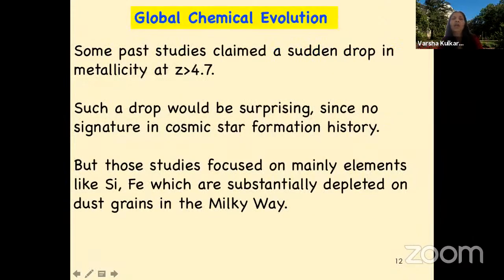Okay, so what do we learn about chemical evolution? Going further beyond just the regions near quasars, into the general global chemical evolution picture, some past studies have claimed that there's a certain drop in metallicity at redshift greater than 4.7. And if such a drop exists, it would be surprising because there is no corresponding signature in the cosmic star formation history. So one thing we wanted to check is whether that is also seen when you use elements that don't deplete much on interstellar dust grains.